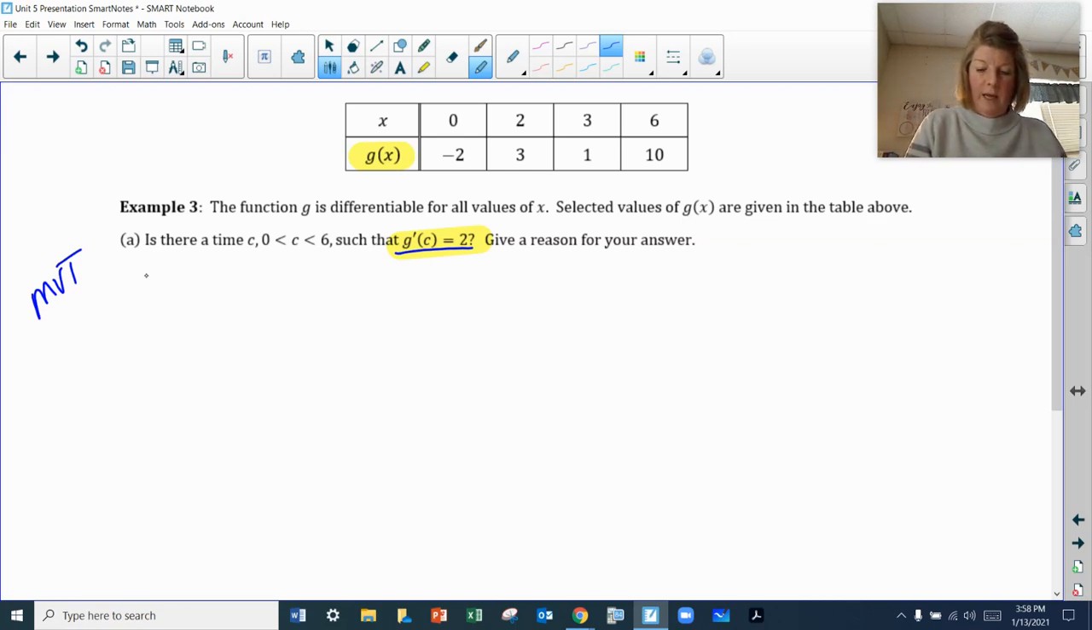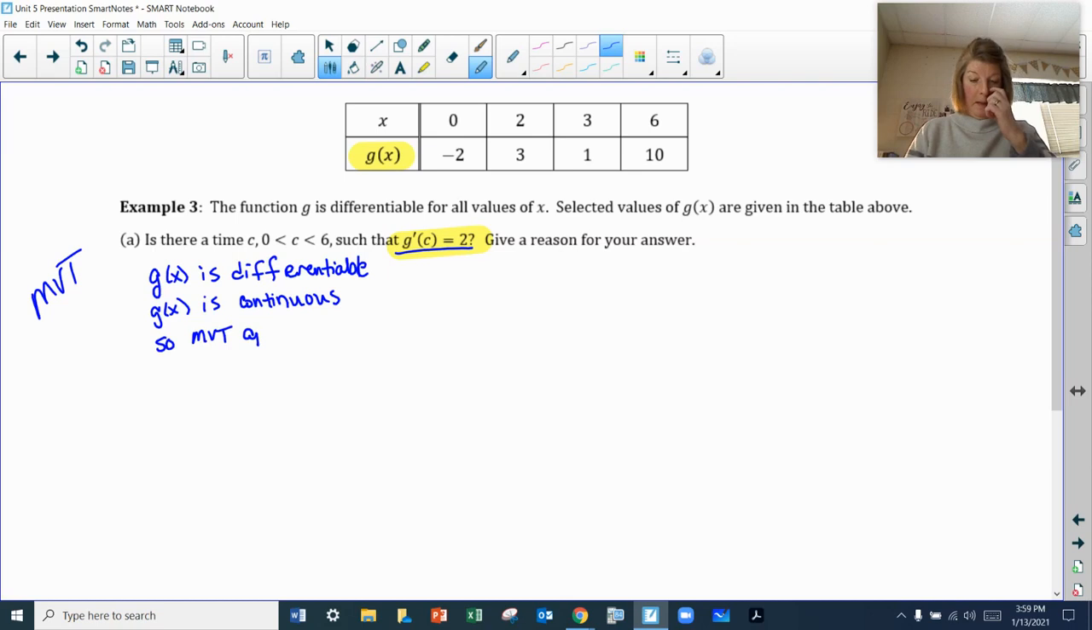So what do I know? I know that g of x is differentiable. So I'm going to state that. I'm also going to state the fact that g of x is continuous. So MVT applies. Yep, MVT applies. And now let's see if we can find a rate of change that's equal to 2.